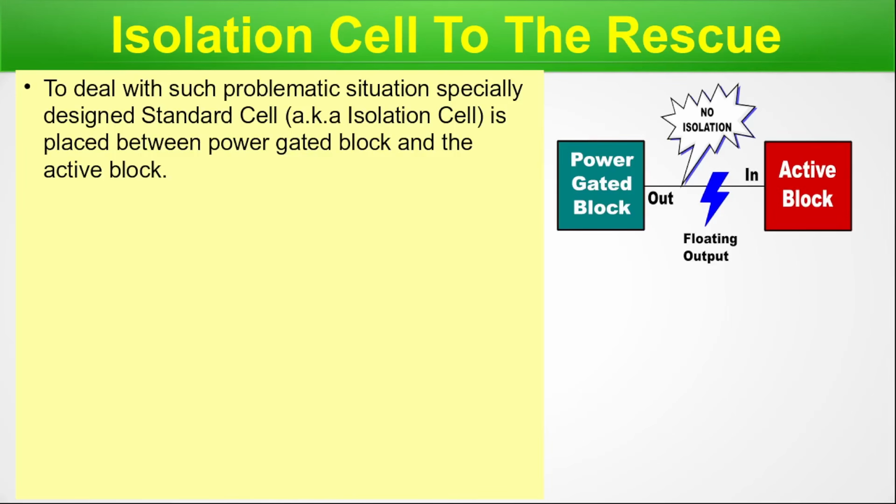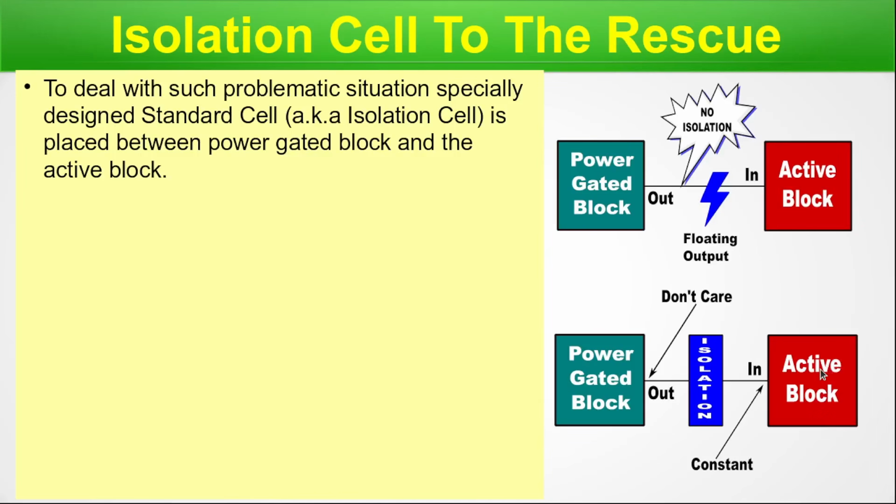So here is our problematic situation. You can see the power gated block and our signal line is carrying a floating value, and here is our active block. There is no isolation, and in this situation what we do is insert the isolation cell. Here I have shown the block diagram, and when we insert the isolation cell, the output of the power gated block, which is off, goes to the isolation cell, and by virtue of the operation of the isolation cell, this one is constant. So this line will contain a constant value, so it will not be floating as the input.